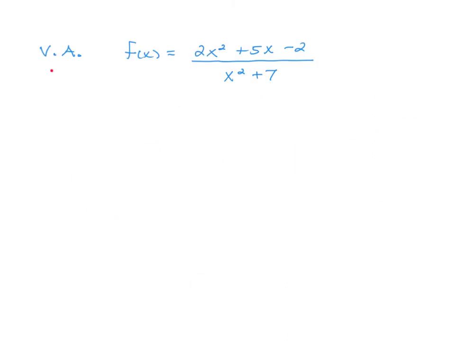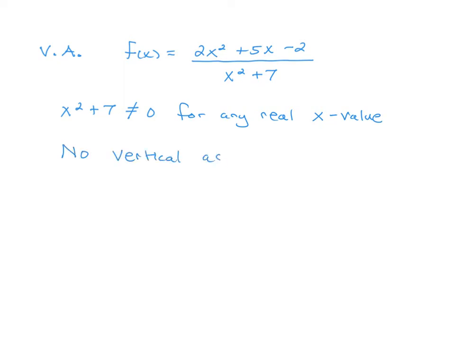Now, does this function have any vertical asymptotes? To figure this out, you have to look at the denominator, and if the denominator is ever 0 for a real number, potentially you could have a vertical asymptote. And our denominator is x squared plus 7. And x squared plus 7 is not equal to 0 for any real x value. And this means there are no vertical asymptotes. So that's the answer for this part.